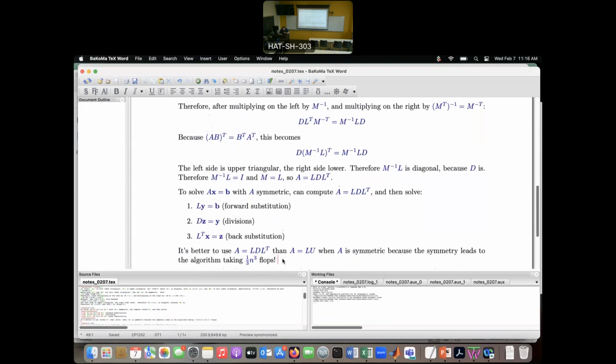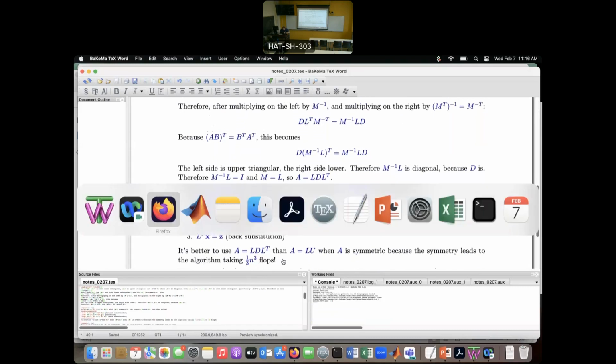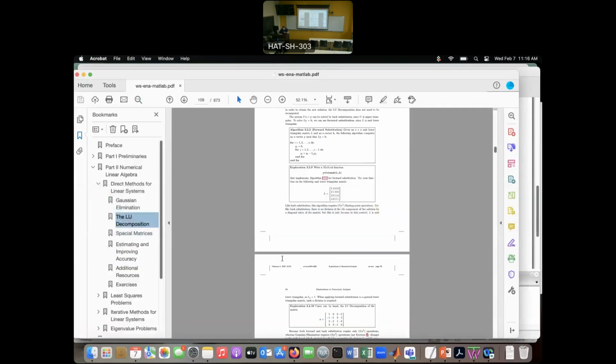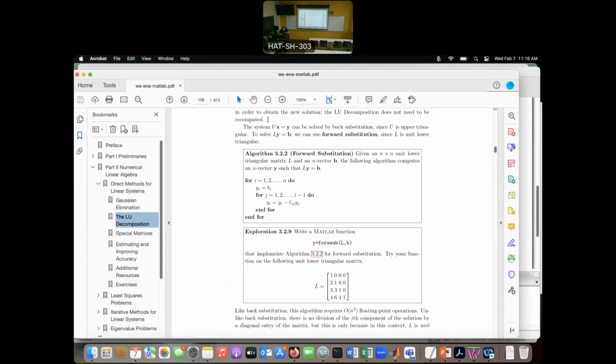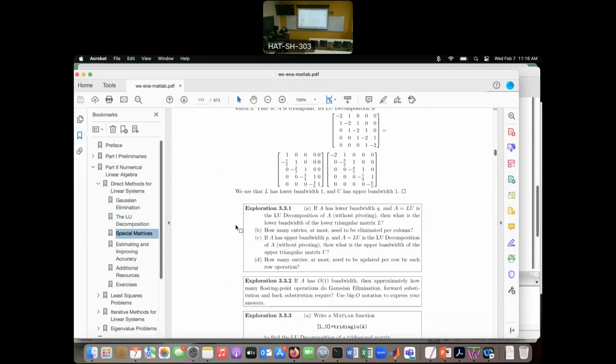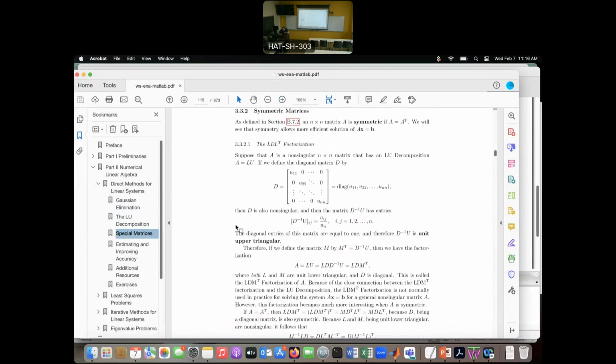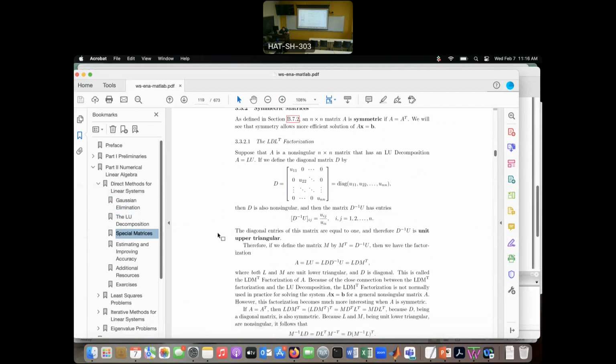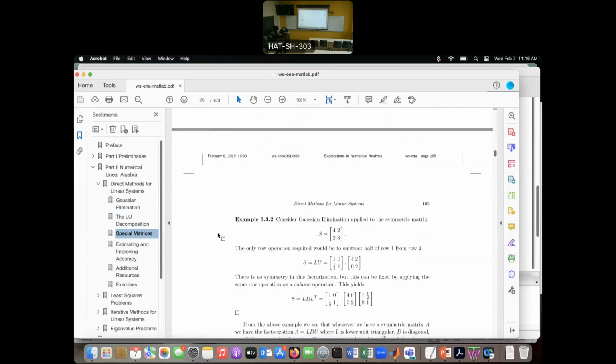Now, I haven't said anything about the actual algorithm for LDLT, and it's not something that we're really going to deal with much in this class, since I'm kind of glossing over it. But I do have it in the text if you want to take a look.